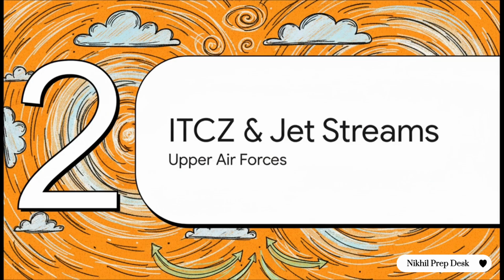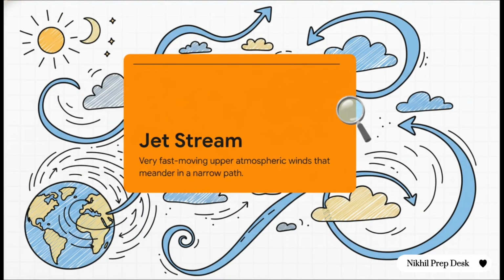Moving on to Section 2, ITCZ and jet streams. Now, to really grasp high-level climatology, you first have to understand these rapid, high-altitude rivers of air. Jet streams are incredibly fast-moving winds situated way up high in the atmosphere. They meander around in narrow, winding paths that can literally stretch for thousands of kilometers. I like to think of them as the invisible conveyor belts that steer our global weather systems.